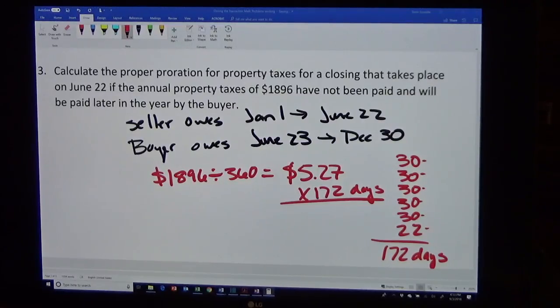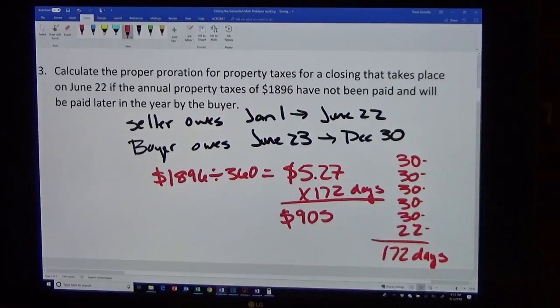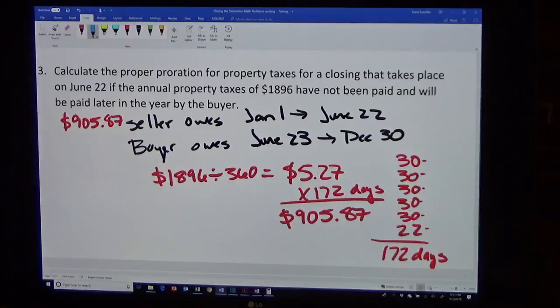Times 172 days. And that gives us a seller total of $905 and 87 cents. So $905.87 goes to the seller. The buyer is going to be the difference, so that's $1,896 minus $905.87, because the buyer is going to owe the balance.